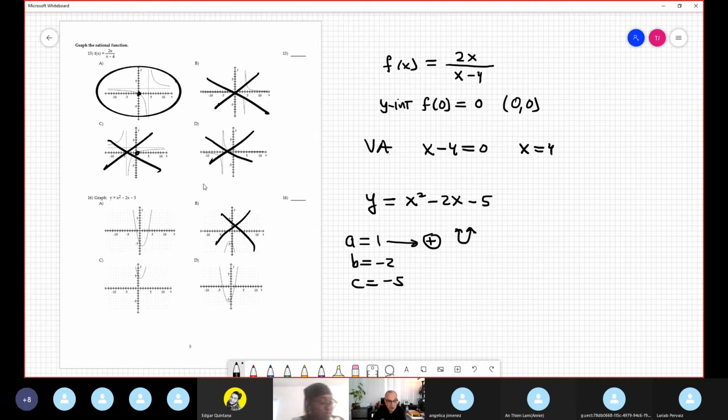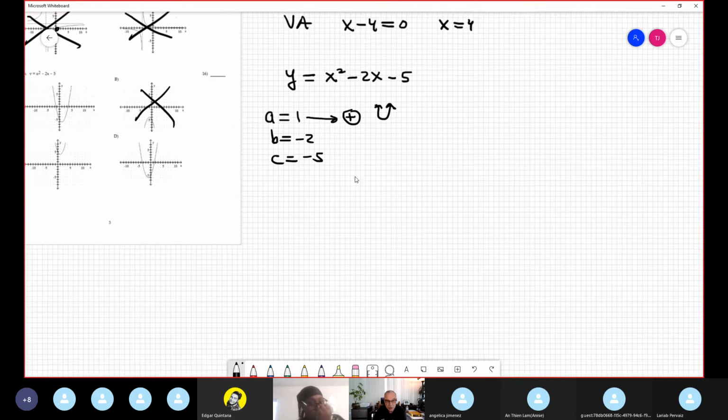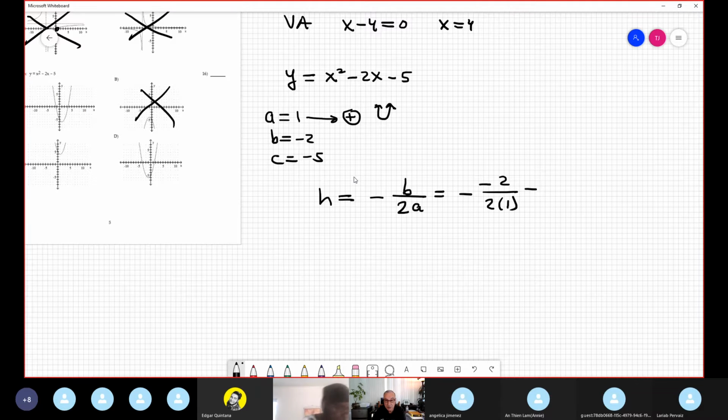The identification is the vertex, which is the most important point in the parabola. No? And the formula is h equal minus b over 2a. Minus b is negative 2. Be careful with the sign. And 2 times 1, which is a. Double negative is positive, is 1.